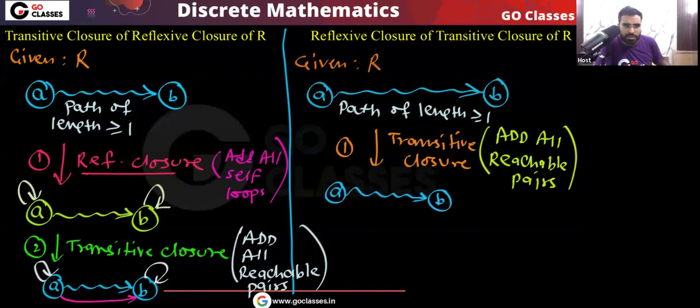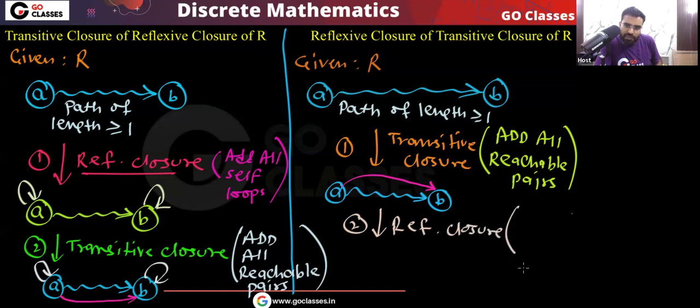Now we are going to add this edge. Very good. So now what we have? We have the transitive closure. Now on top of that, we want to find the reflexive closure. How to find the reflexive closure? To find the reflexive closure from the graph representation, all you have to do is just add all self loops. So let's add all the self loops.